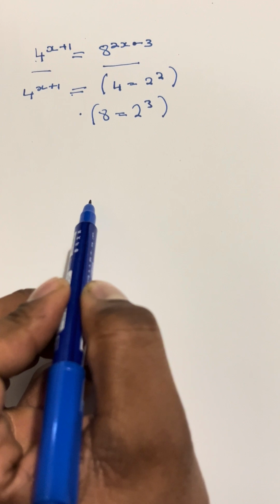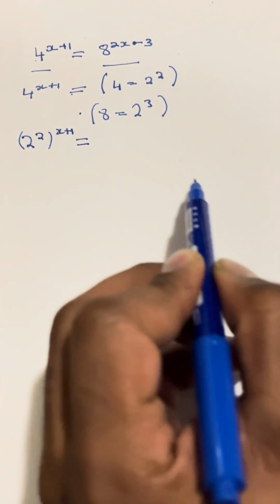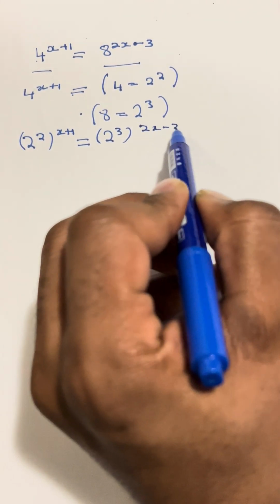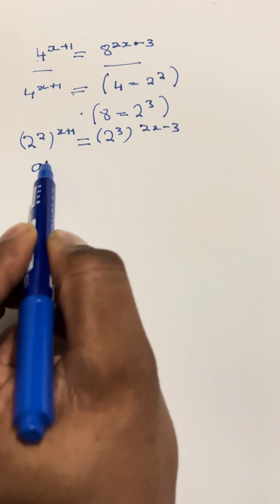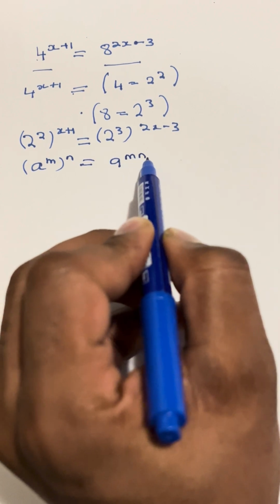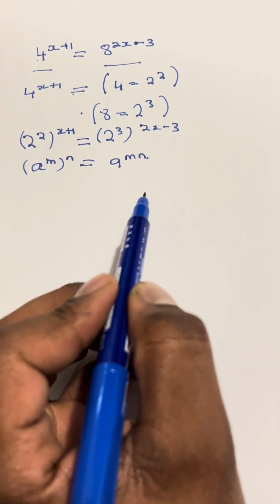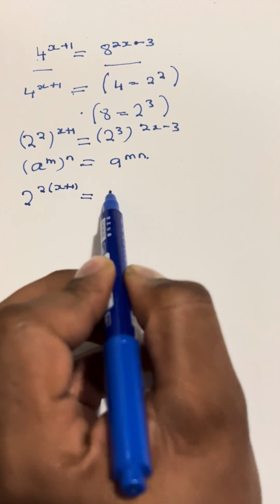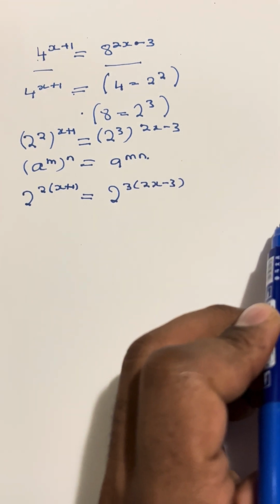All right, now let's go down with it. Now we're going to say (2^2)^(x+1) = (2^3)^(2x-1). And then how do we deal with it? You're going to say (a^m)^n = a^(mn). So let's apply this. When you apply this, you are going to say 2^(2(x+1)) = 2^(3(2x-1)). And then, what's going to happen?